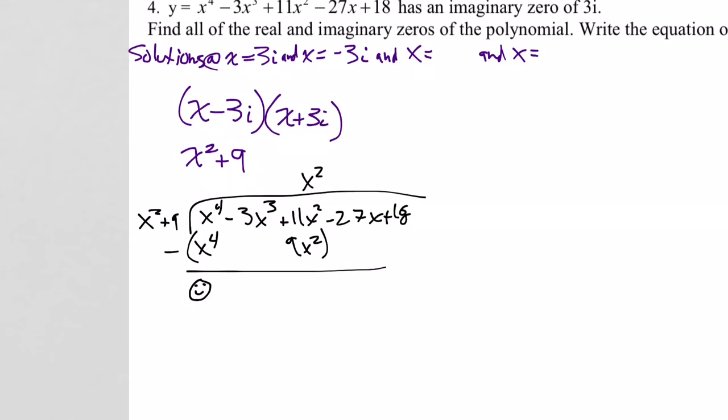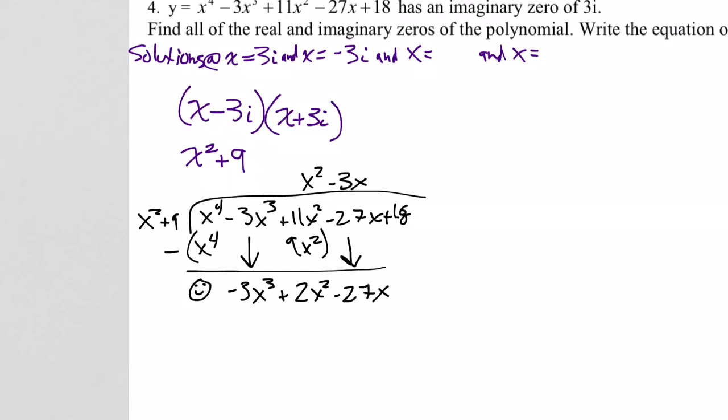Minus 3x cubed doesn't have anything that it's subtracting, so that's going to come down and just still be minus 3x cubed. 11x squared minus 9x squared is plus 2x squared. And let's go ahead and bring these things down. Minus 27x. And ask yourself a question. What do you need to multiply x squared by to get negative 3x cubed? You need to multiply it by negative 3x.